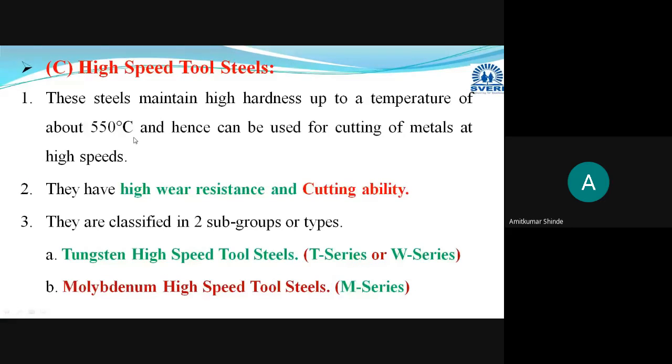This is high speed tool steel. So these are designated depending on their type. Okay, H series, this is the designation for the hot work tool steel. Now high speed tool steels are designated by, you can see at the end of this slide, T series or M series. The T series also known as the W series.